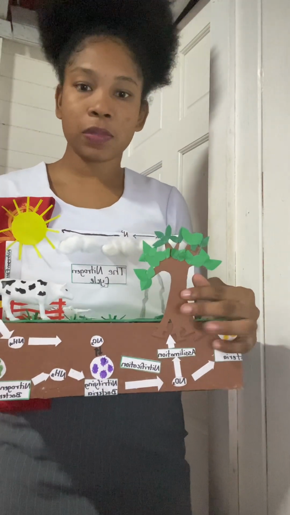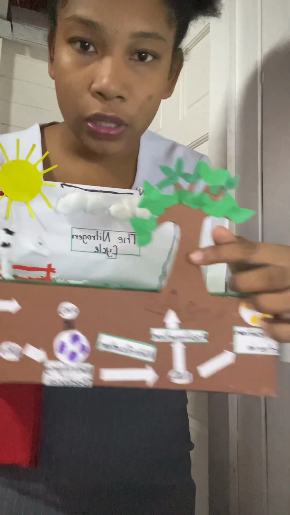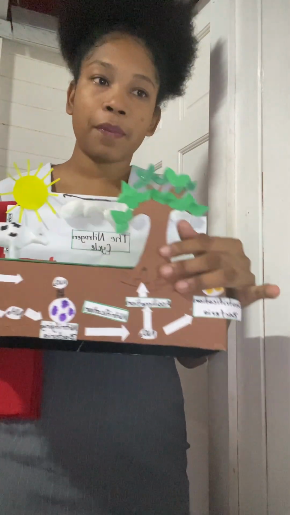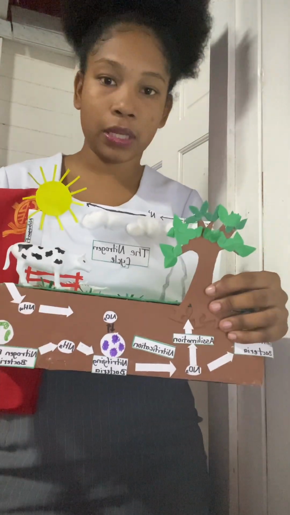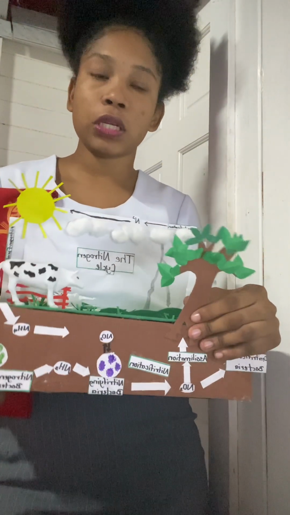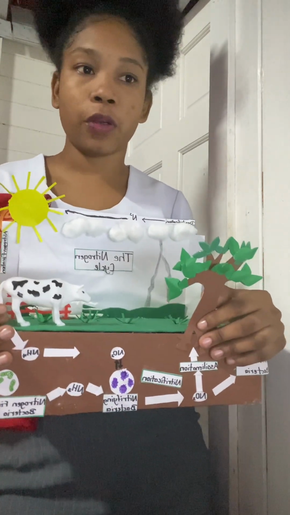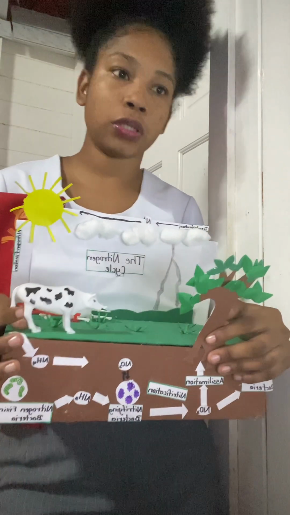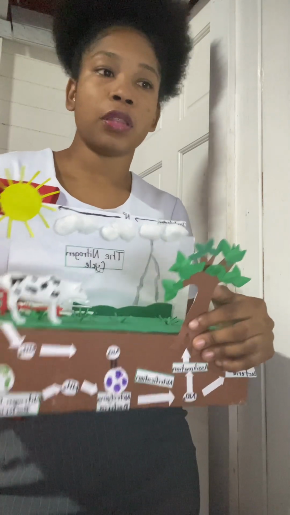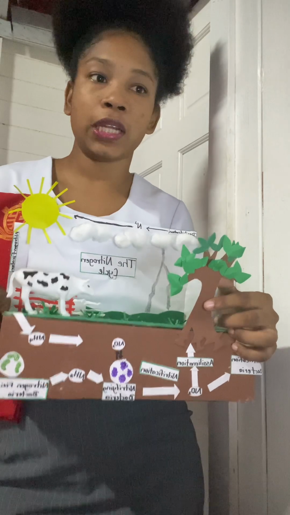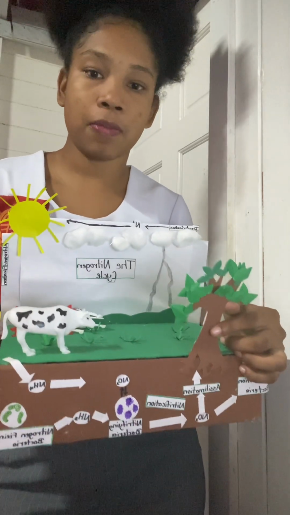Okay, so the last process is denitrification here. This is where the denitrifying bacteria convert nitrates into nitrogen gas, completing the nitrogen cycle. This process occurs in an oxygen depleted environment like waterlogged soil or sediment. Denitrification then returns the nitrogen to the atmosphere, where it can be used by the nitrogen fixing bacteria.